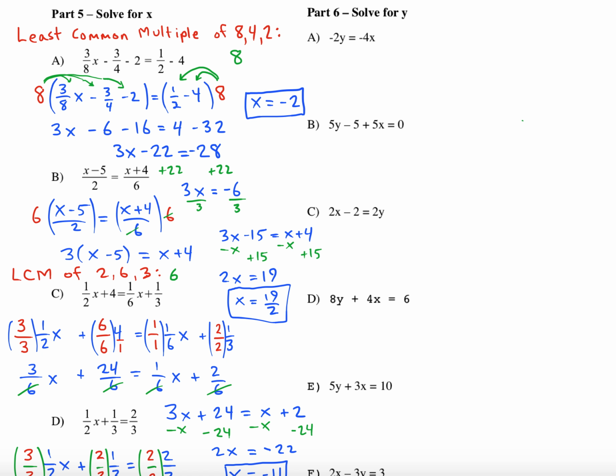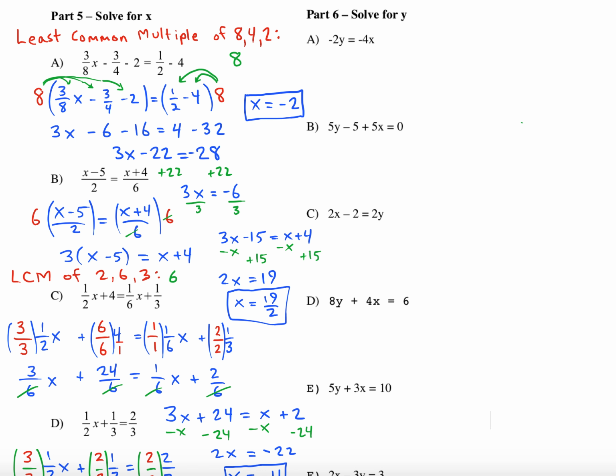Equations can involve more than one variable, and sometimes we're going to be asked to solve for one of the variables. In these problems on the right, both y and x are in the equations, but the problems ask us to solve for y. So we're going to treat x just like it were a number, and we'll use the same exact steps that we had used previously for solving. Our goal, though, is to isolate y.